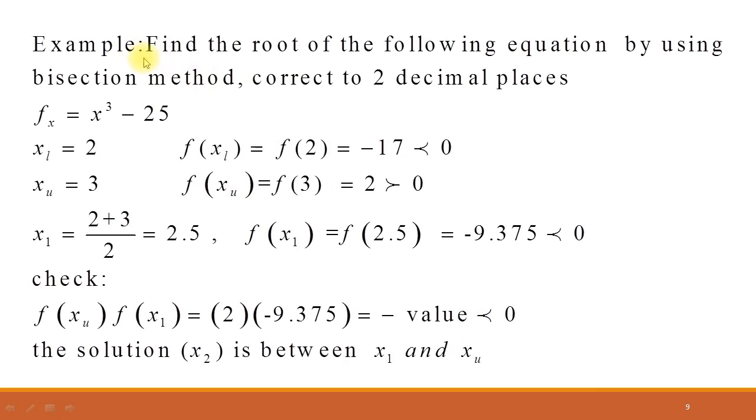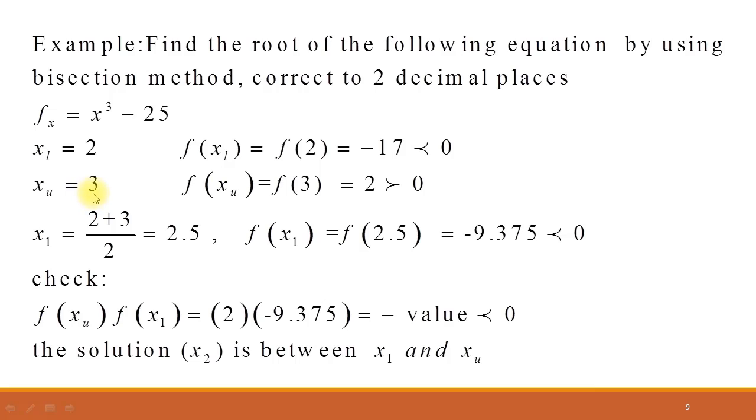Now let's move to another example to find the roots of the equation by bisection method correct to two decimal places. We have a nonlinear equation x cube minus 25 is equal to 0. So first of all, choose any two roots at which the function has opposite sign. Suppose the lower limit of the interval xl is 2. Putting x equal to 2 in this equation, we obtain minus 17. This is less than 0.